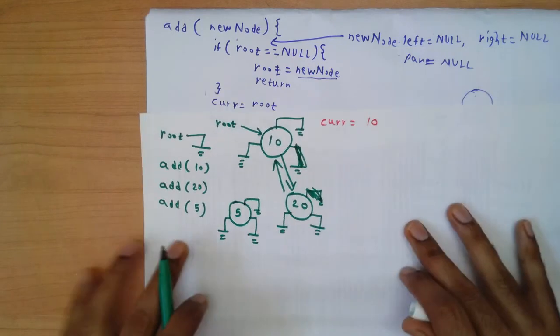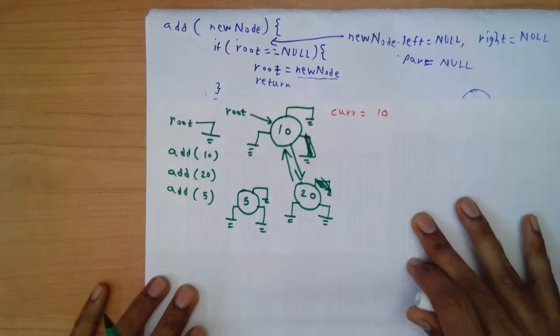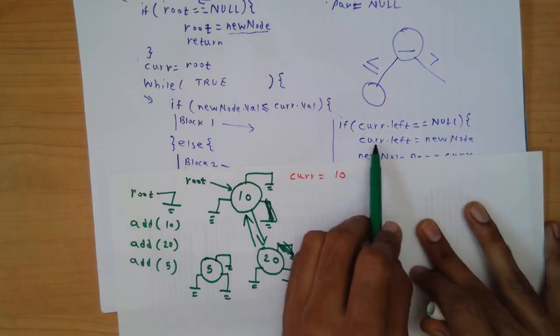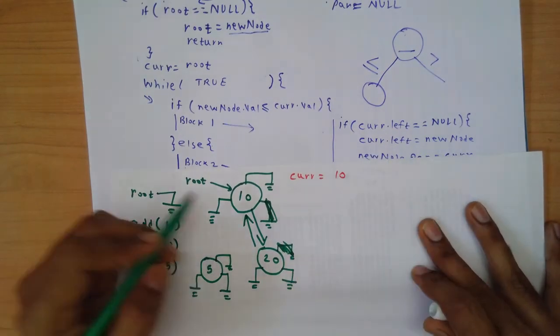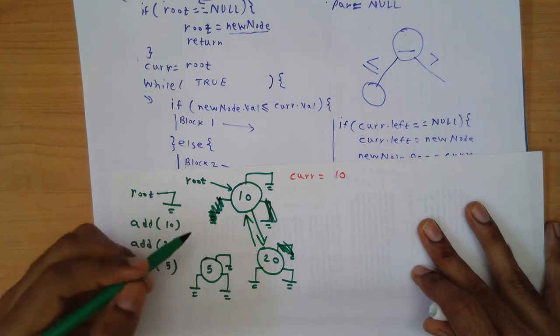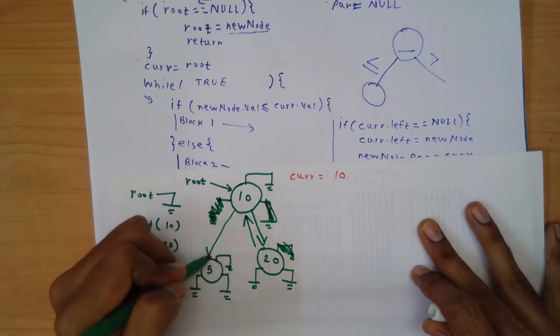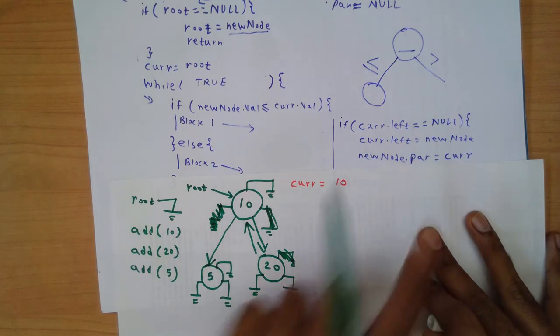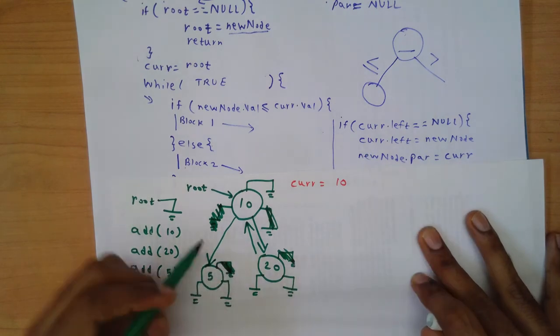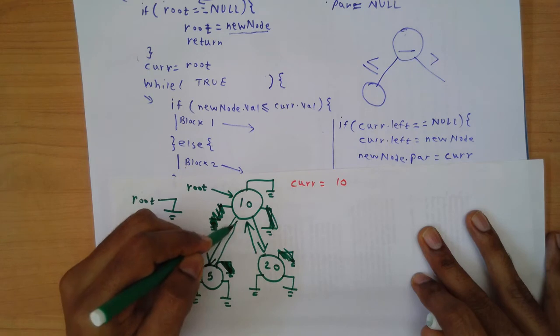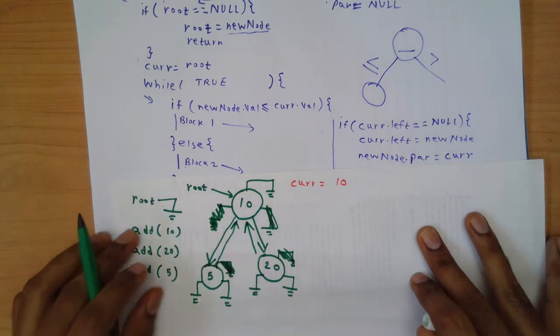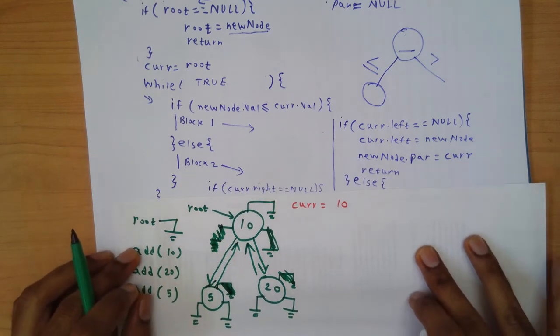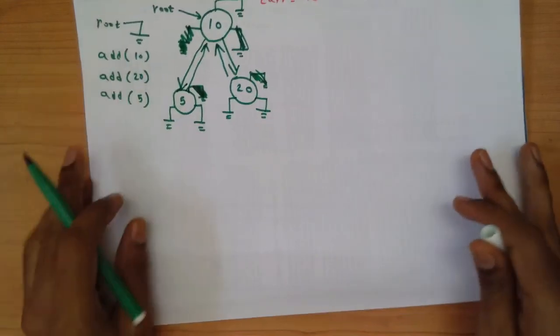Okay, at the beginning, this is where we do that. And now we are saying that for our current node, the left is the new node. So instead of saying that this is a null pointer, we are going to set it to 5, and then for the new node we are going to set the parent as current. So instead of null, we'll set the parent as 10, and then we will return. Okay, so we are done with the insertion of 5.